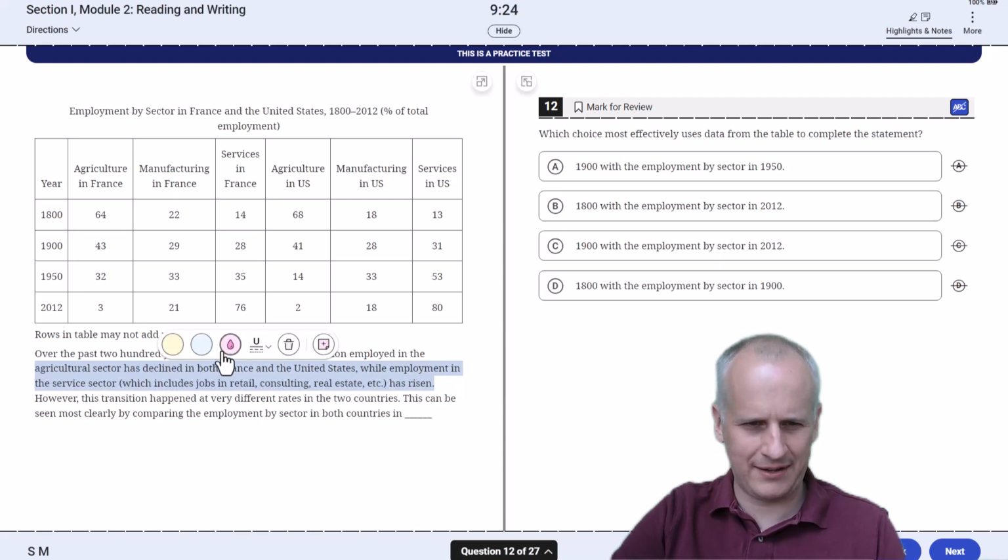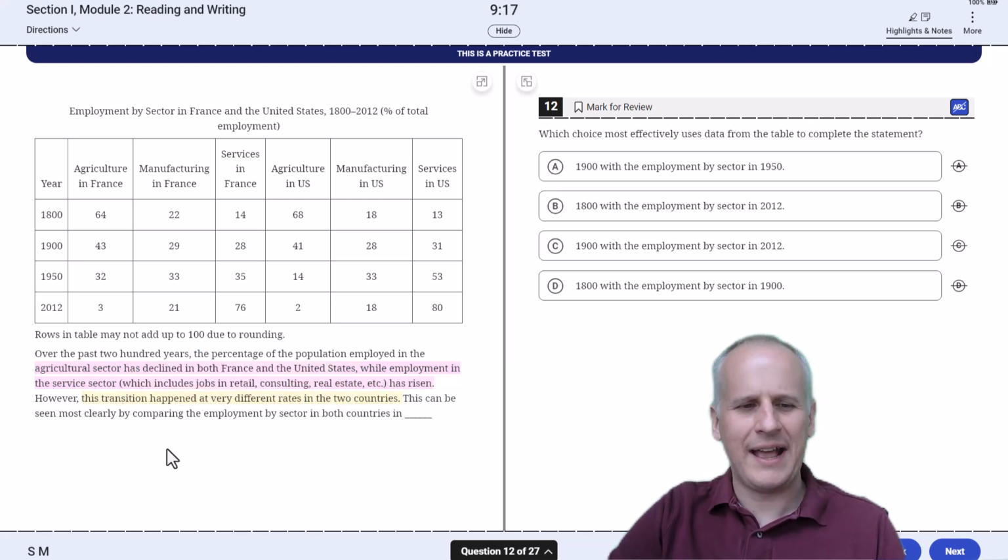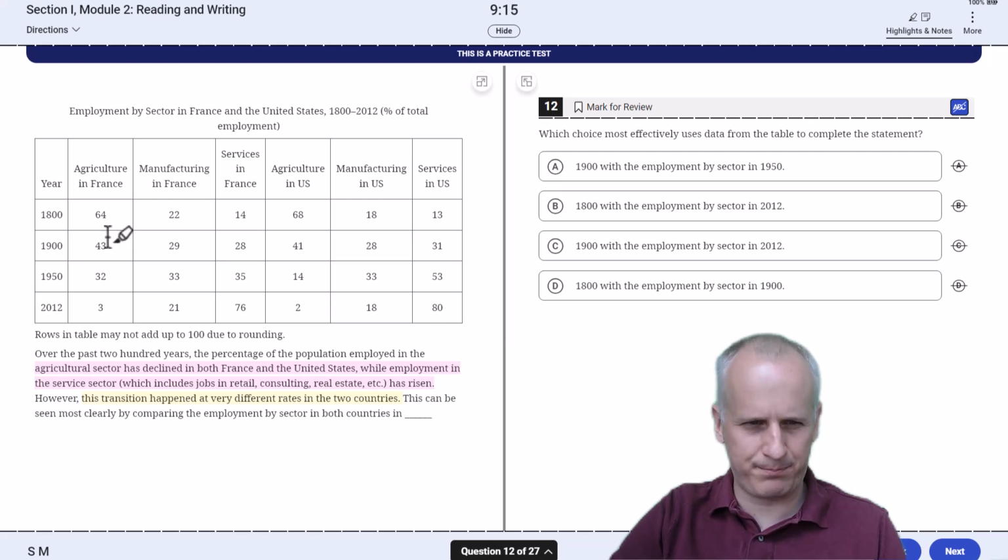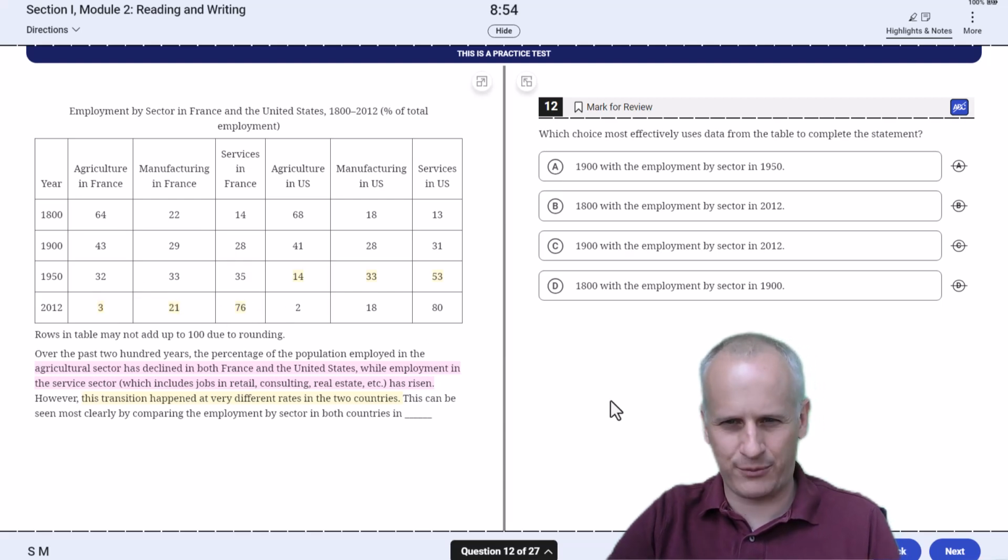So that we'll highlight in pink. But we learned this transition has happened at different rates in the two countries. We can highlight that in yellow, and we need to find how that is proven by the information in the chart. And we basically can see that by the year 1950 in the US, agriculture and services have flipped pretty heavily, whereas that change doesn't really happen in France until 2012. So we just need to find an answer choice that reflects this.